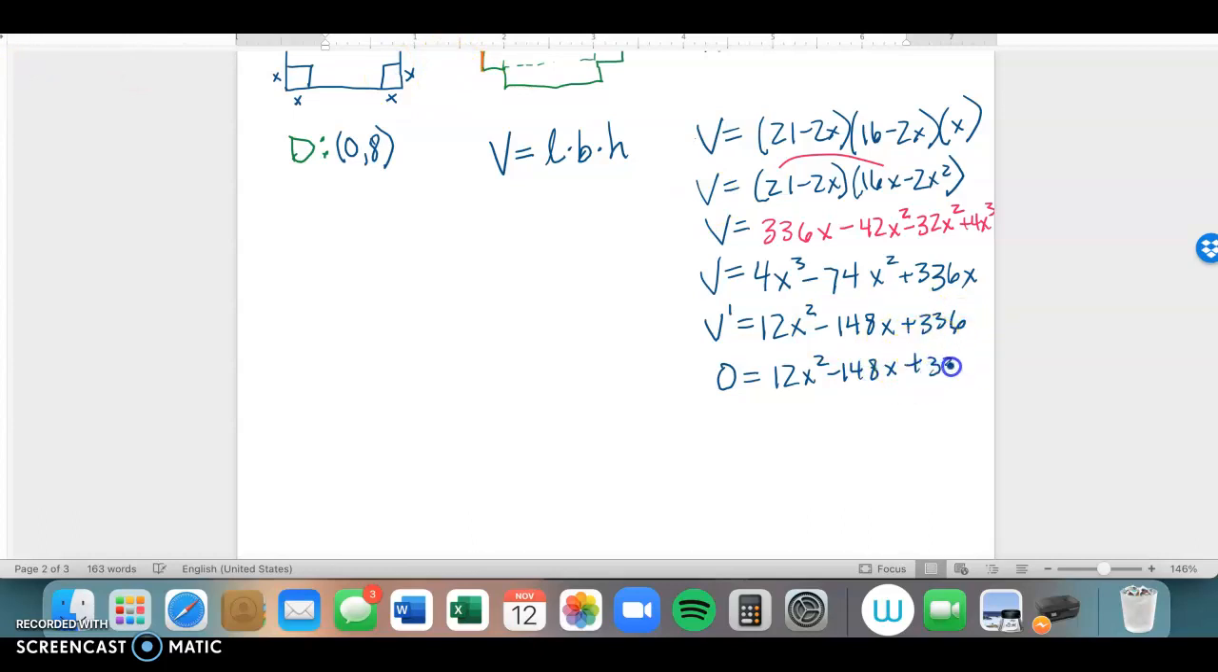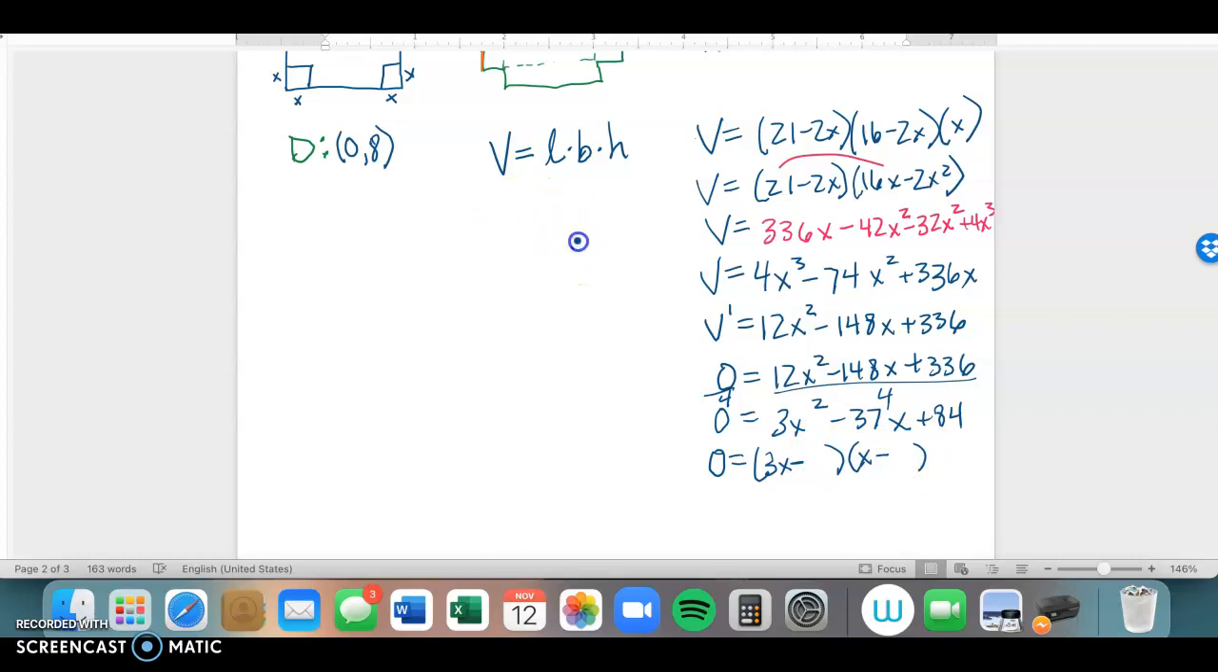plus that 336. And then, I don't know about you, but I probably want to look for a greatest common factor. I mean, you could obviously just graph this on your calculator and look for the x-intercepts, but a little bit of algebra will work too. If we divide everything by 4, that would give us 3x squared minus 37x plus 84. We do a little bit of factoring there. So 3x, and it's going to be a minus, and then x minus factors of 84.